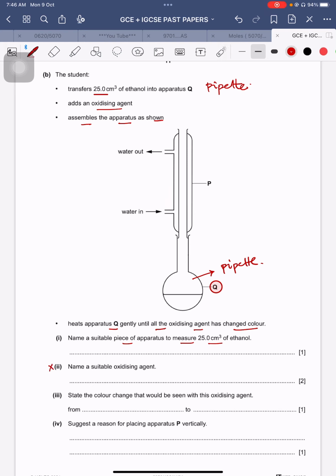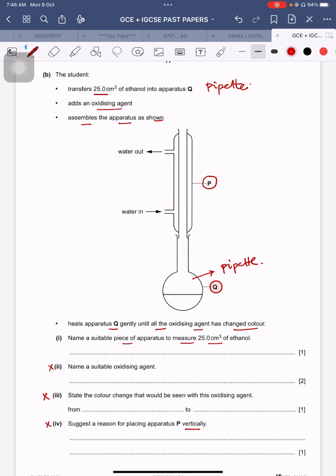Name a suitable oxidizing agent is currently not part of your syllabus. State the color changes which are seen in the oxidizing agent is also not part of your syllabus. Suggest a reason for placing apparatus P vertical is also not part of your syllabus. Okay.